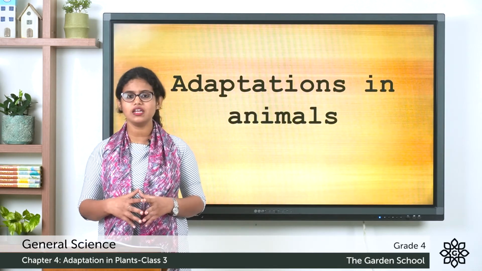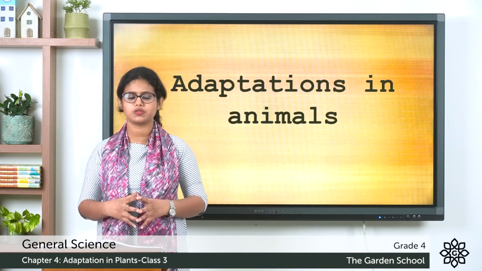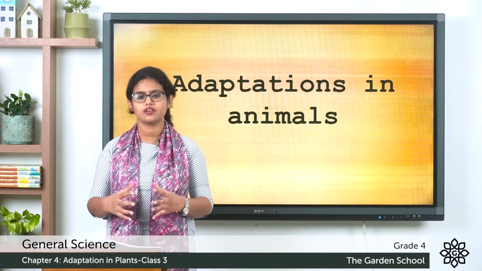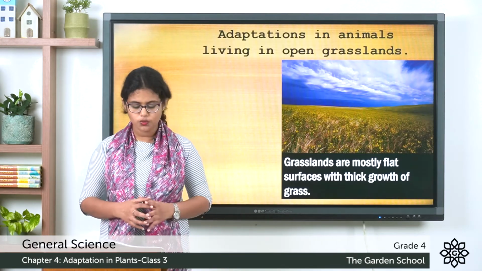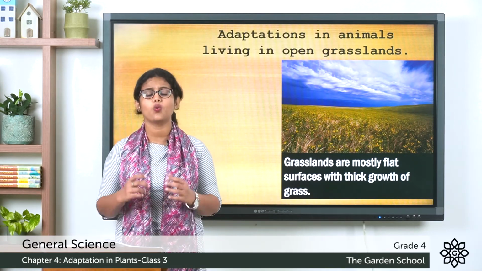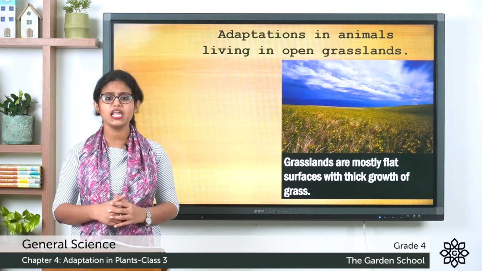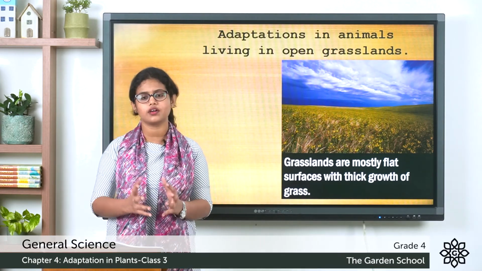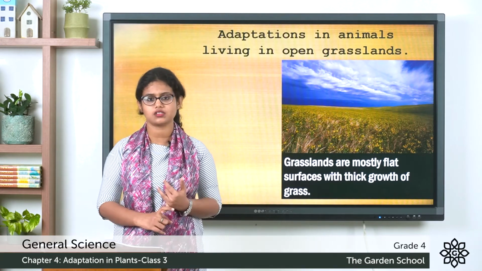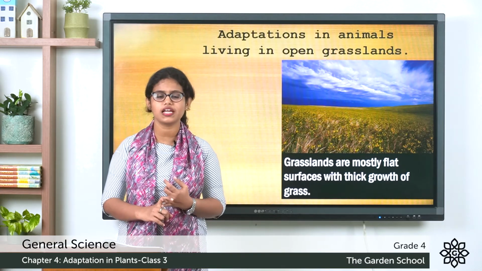Adaptations of animals in grassland. So how do animals in grassland adapt? What are the body features of animals that live in the grassland? First of all, what is a grassland? Grassland is a land which is covered with thick grass. And this grassland is a habitat. It's a home for many herbivorous and carnivorous animals.